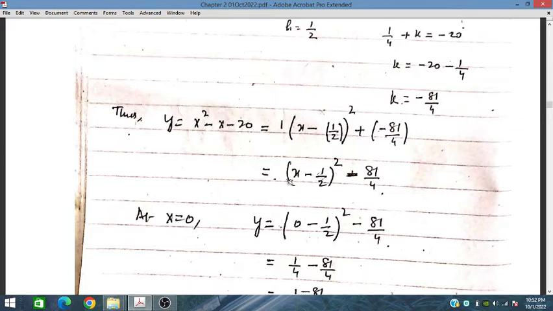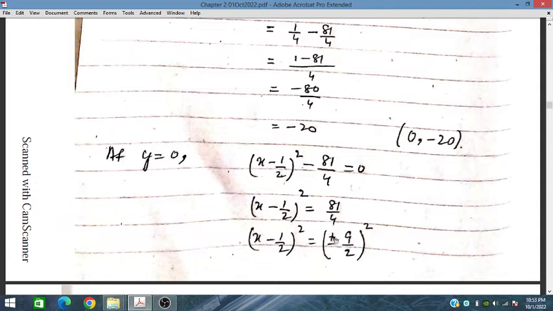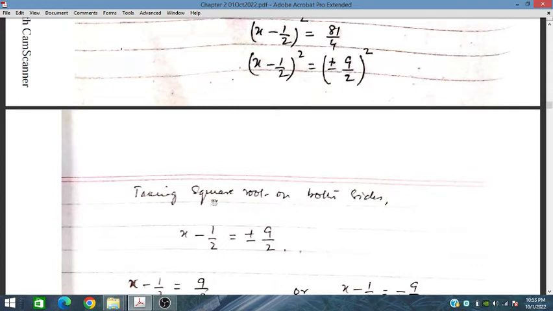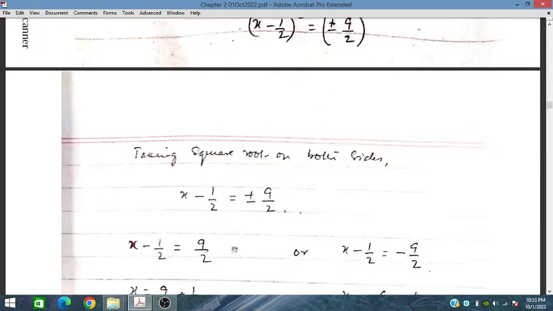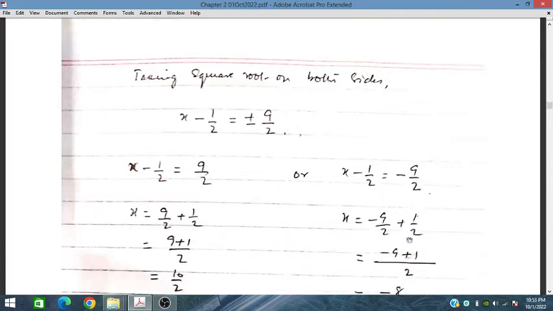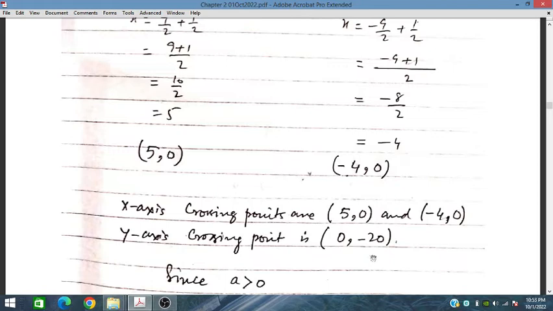Here at x = 0, y will be −20. So we have one coordinate, (0, −20). At y = 0, this expression becomes this, so plus 9/2 and minus 9/2. Taking the square root on both sides, we have these values. One is for plus, the second one is for minus, and x has values 5 and −4. So the x-axis crossing points are (5, 0) and (−4, 0).